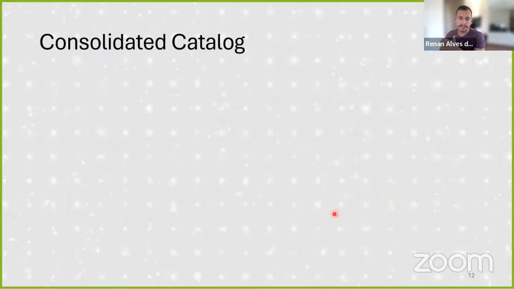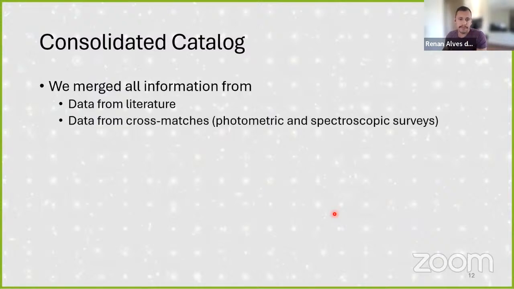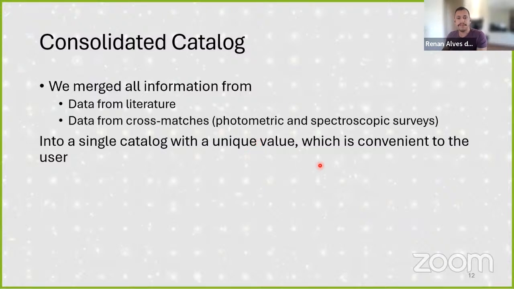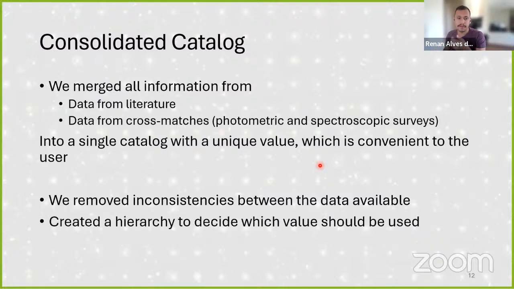Right, so we have a catalog from the literature, and a catalog from the spectroscopic cross-matches with other available surveys. And we also gather the information together in a single catalog, because we want to merge all of this data together to obtain a unique value, which is very convenient for the user. And we also remove inconsistencies between the available data, because sometimes one survey provides one piece of information, but it's not necessarily correct. We also create a hierarchy to decide which value should be used. So in principle, if you want to know which paper the information came from, you have this information available. And we also kept the information from other previous catalogs as well. But with this catalog, you can do a quick search on these objects.